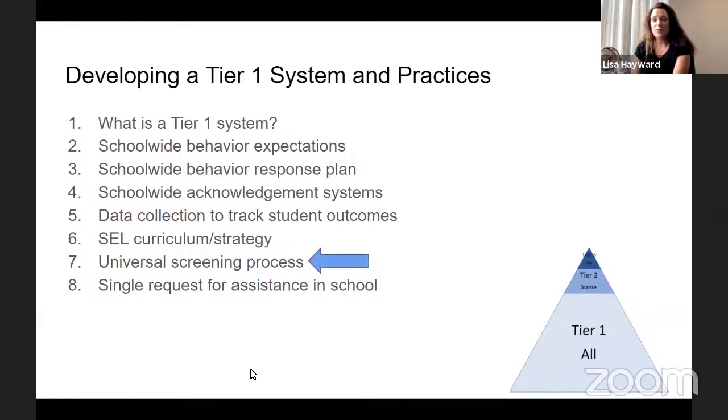And for those of you who are returning, you know we've already spent a considerable amount of time discussing many of the stages of a tier one system and practices. And after today, we've only got one more session that we'll be recording and broadcasting next week. So stay tuned for our final week, but our focus today is universal screening process.